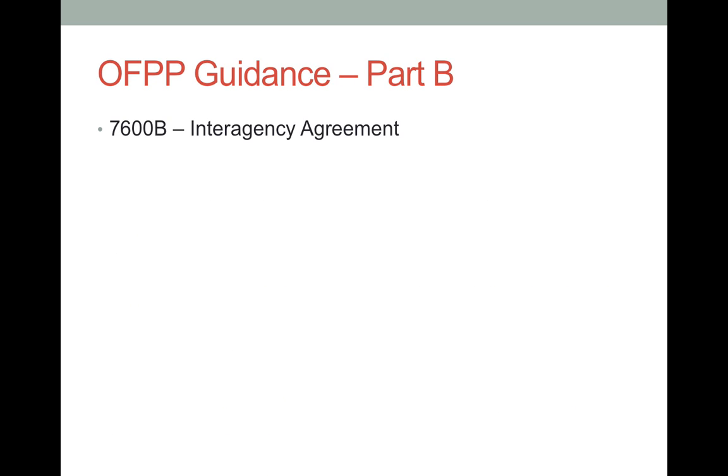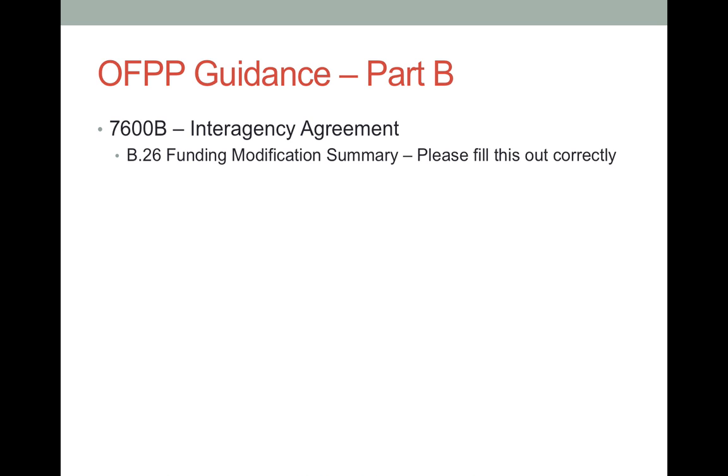The Part B is the funding document. It can either be the 7600B form from Treasury, a DD448, a PRISM form, or the agency-grown form. Even if the 7600A is used, the Part B does not have to be the 7600B. If a DoD office sends a DD 448, the existing Part A signed by the senior procurement executives will still apply. Question 26 is the funding modification summary.